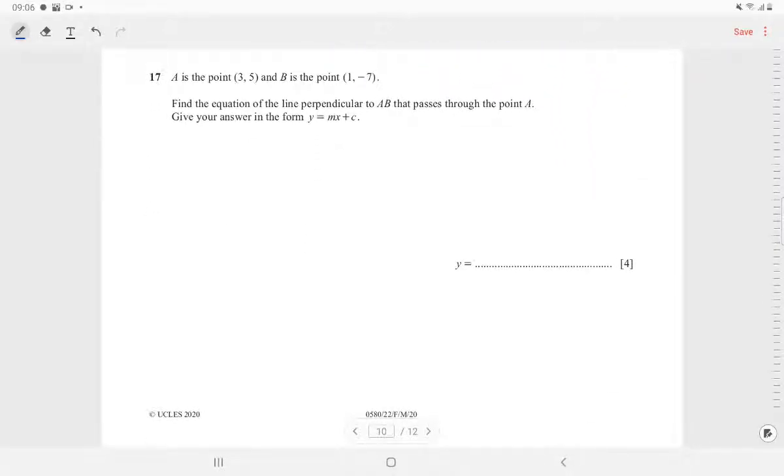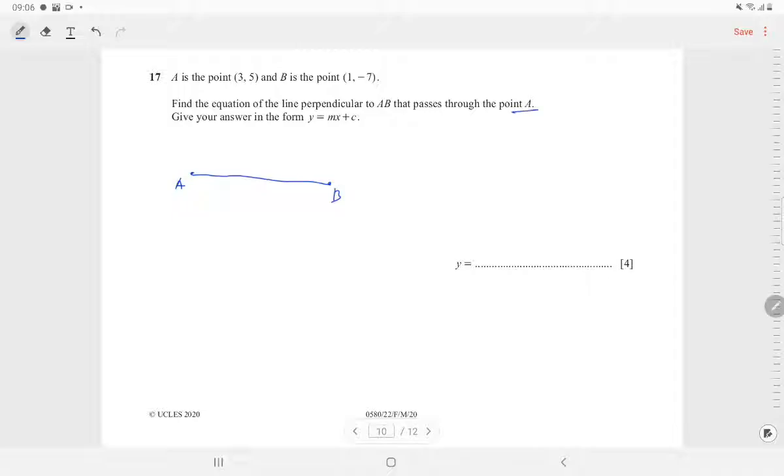Now, perpendicular bisector. You know what is the meaning of perpendicular bisector? I'll give you the illustration. Let's say I have point A here, and point B here. I draw the line segment AB. Now perpendicular means the other line is perpendicular to line AB and then passes through A.